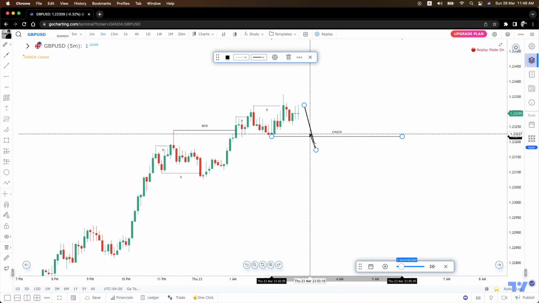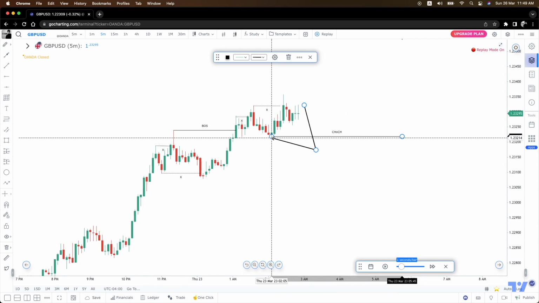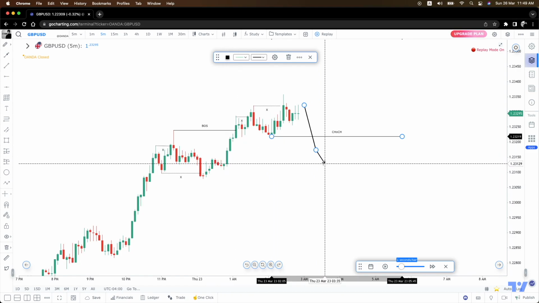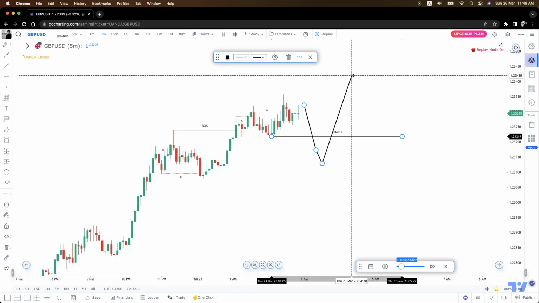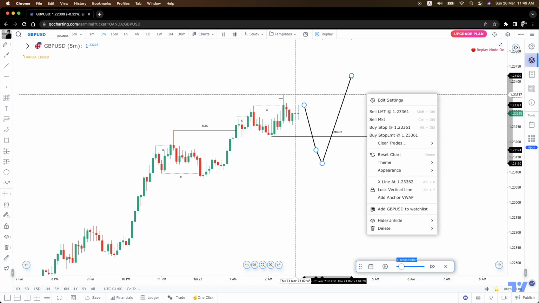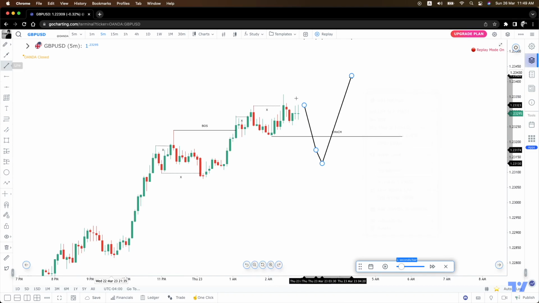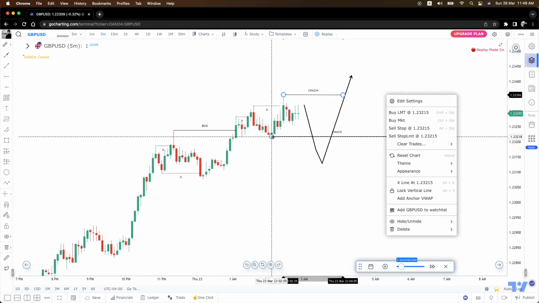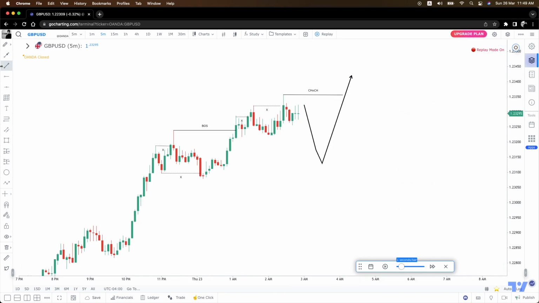Maybe the market is just sweeping this liquidity, taking the first liquidity now to the downside, maybe mitigating a potential order block right there, to then break to the upside. Guess what? Now this is going to be my BOS, my actual break of structure. Why? Because it took liquidity now, because it took this inducement right here.